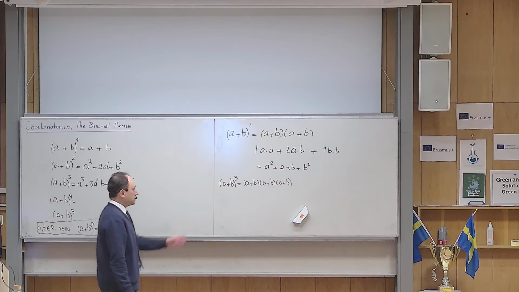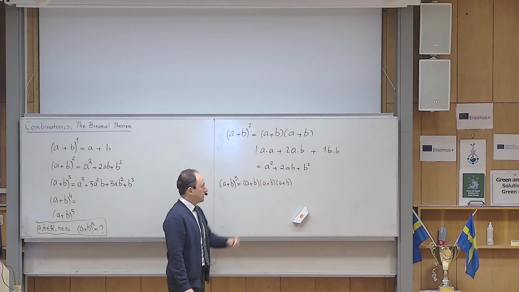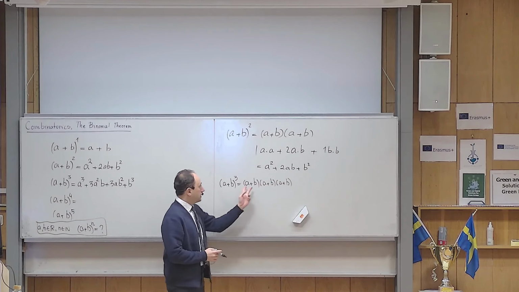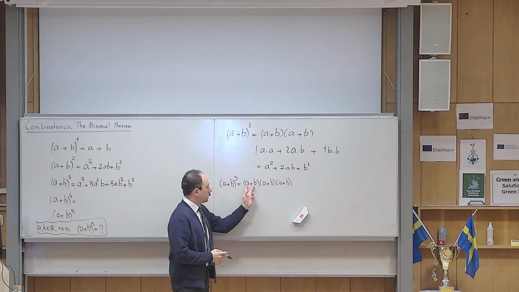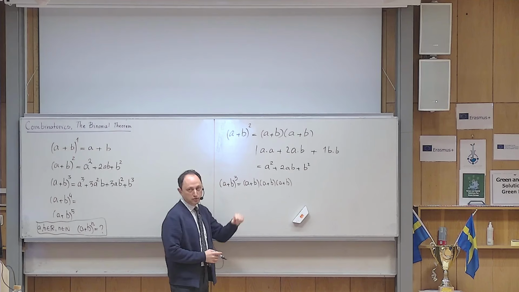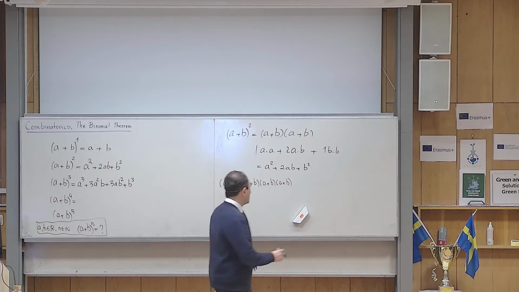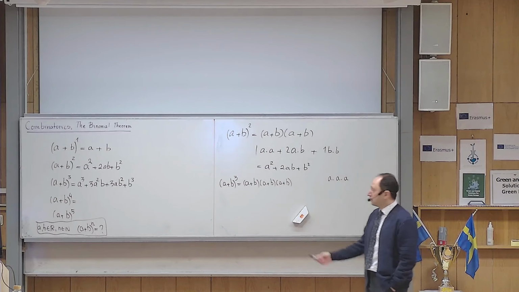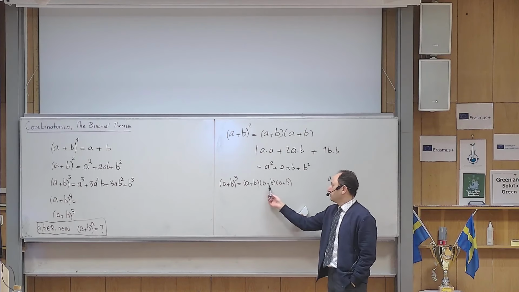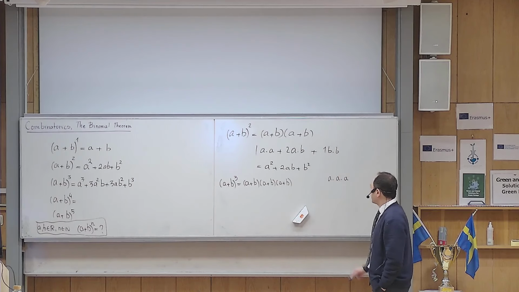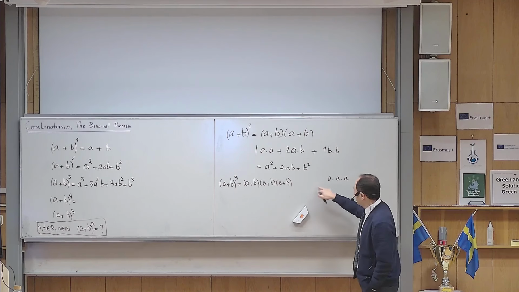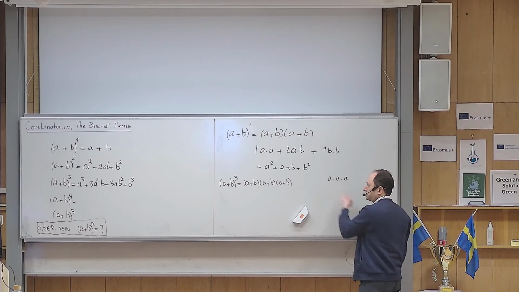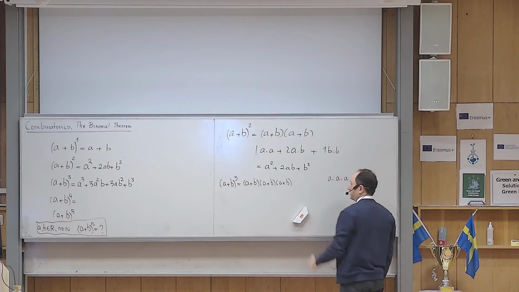Because I have 3 pairs of brackets, and within each pair of brackets I have 2 options. Either I choose A or I choose B. Yes? So, for example, if I want to generate A times A times A, is it possible? Yes. And that is when I choose A from here, A from there, A from there. So my products have 3 factors within them. Yes, this is one possible product that I will get when multiplying things.